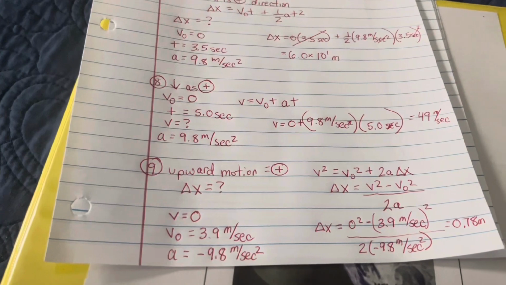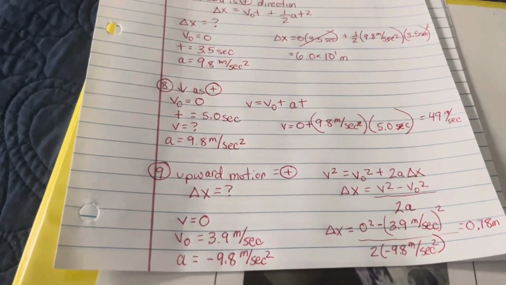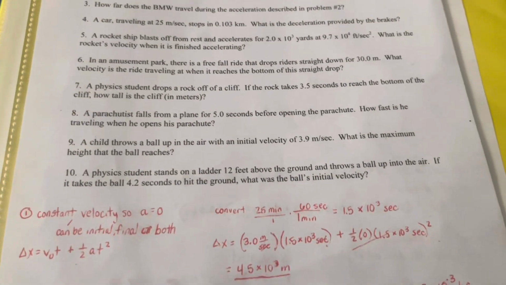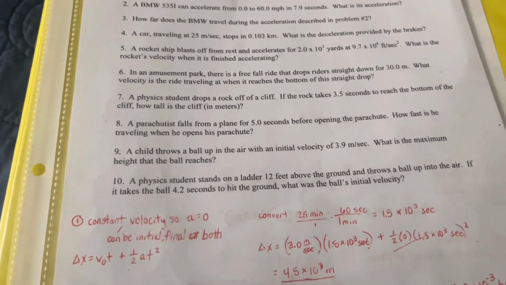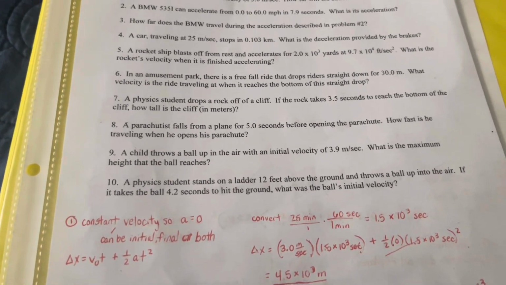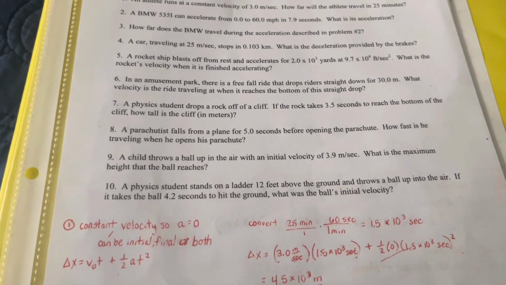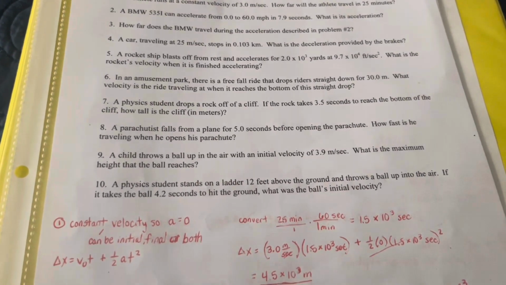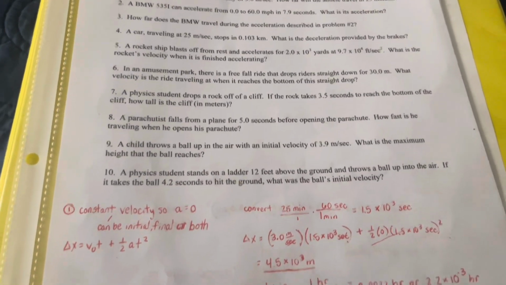All right, hopefully that makes sense to you. We just have one more practice problem to work through. Last one of the practice problems. Number 10. A physics student stands on a ladder 12 feet above the ground and throws a ball up into the air. If it takes the ball 4.2 seconds to hit the ground, what is the ball's initial velocity?